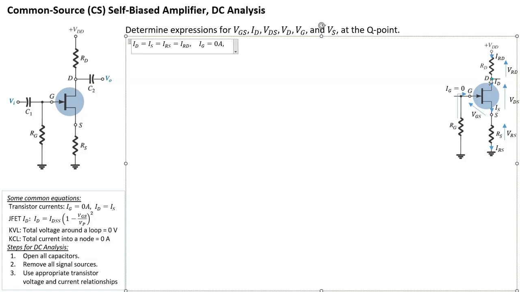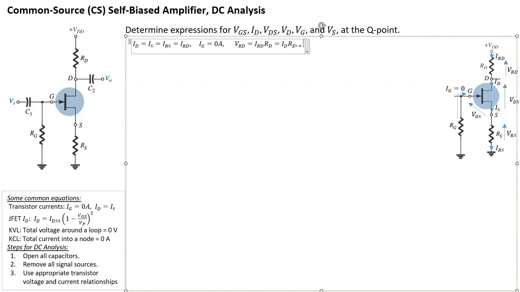Now let's have a look at the voltage side. What is VRD? VRD is the voltage across RD, and that's just Ohm's law. So it's going to be IRD times RD. Let's write that down: since IRD is ID, it's just ID times RD.